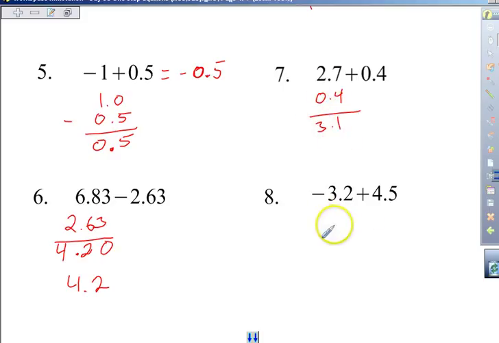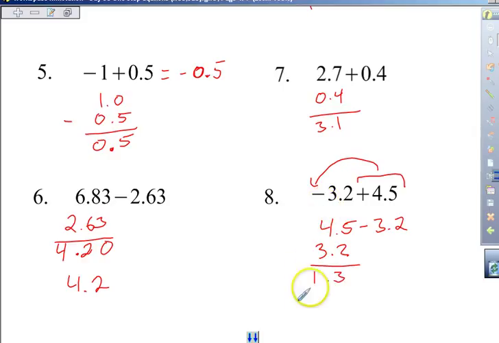3.1. If you prefer, you can rewrite this as 4.5 minus 3.2. That's the same thing, right? These two are identical. It's okay to take a number and change the order with adding and subtracting. That's called the commutative property, so the order doesn't matter. 2 plus 8 is 8 plus 2. It's the same thing.